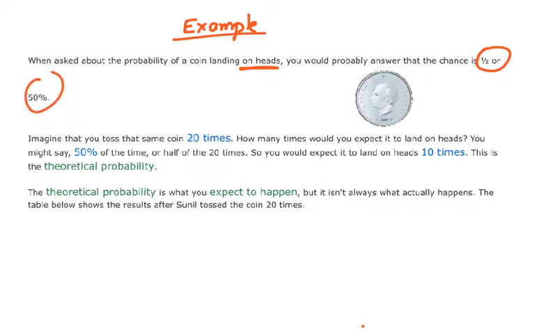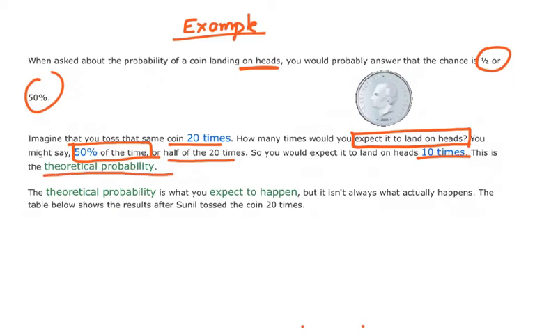So imagine you toss the same coin 20 times, and how many times would you expect, this is the key word here, expect it to land on heads. So you will say, I expect it to be 50%, or half of the 20 times, or I can basically say I would expect 10 times I'll get heads. So that is my theoretical probability. All right, so that is my expectation. So theoretical probability is what you expect to happen, but it's not always what actually happens.